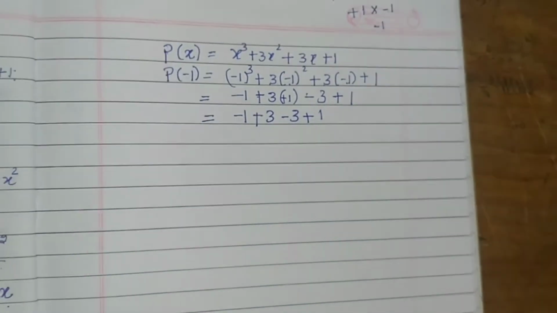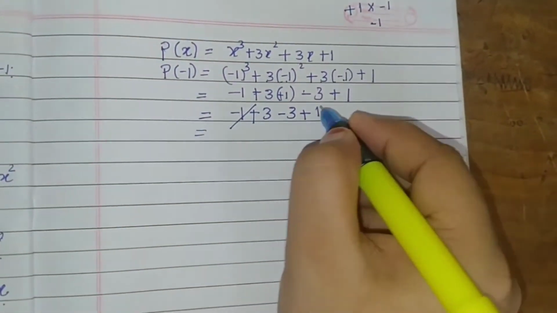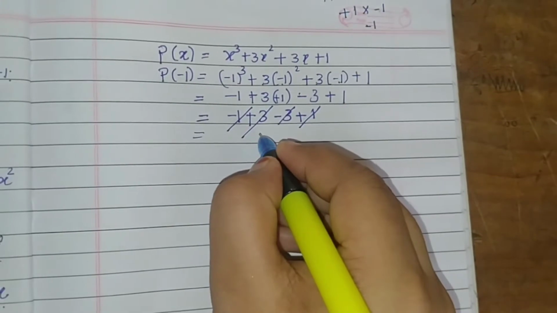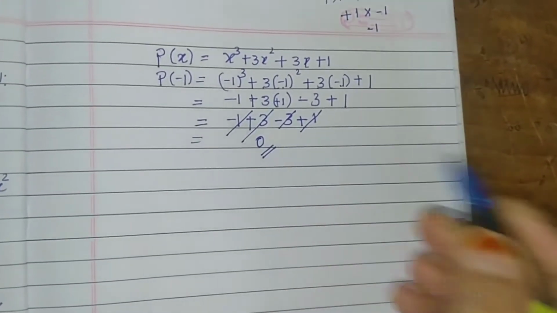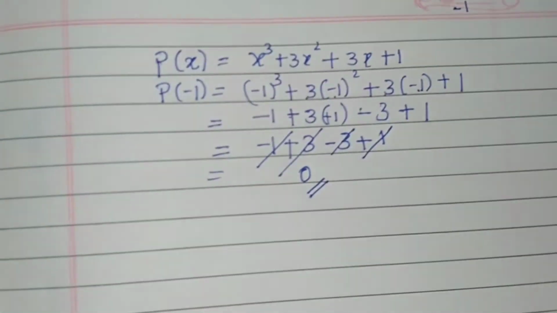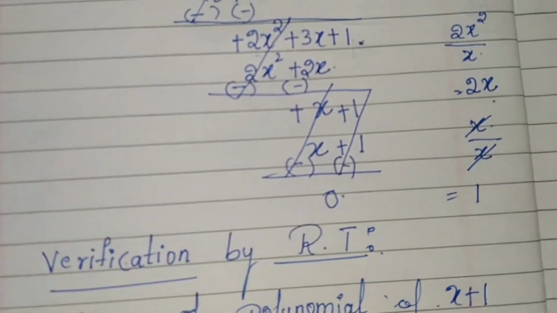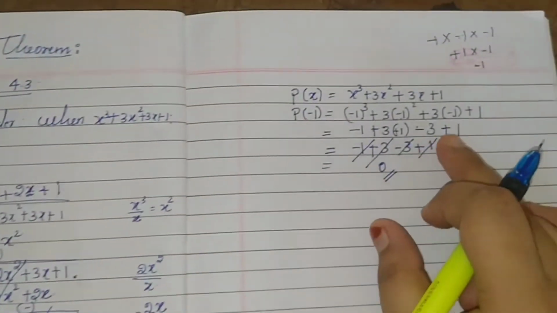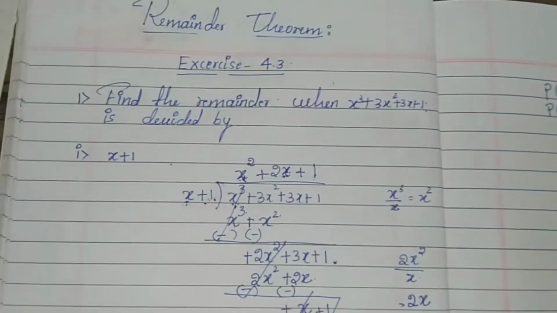Okay. So after that what you have to do here, minus 1 and plus 1 will get cancelled, plus 3 and minus 3 will get cancelled. So what is remaining? The remainder is 0. So in the long division process also you got the remainder as 0. Here also you are getting the remainder as 0. So see this problem once again.